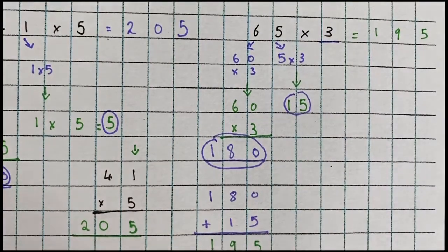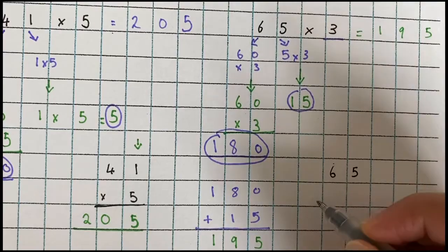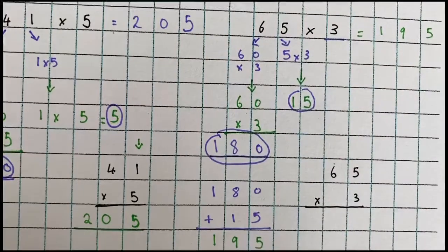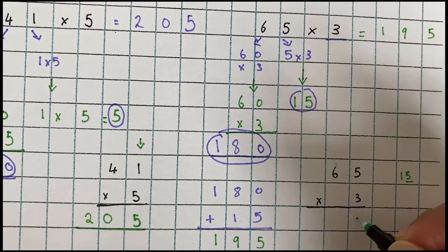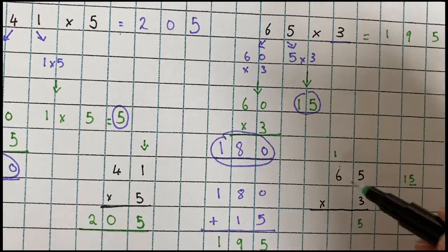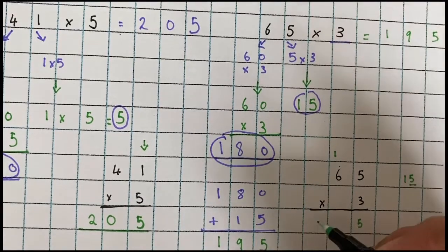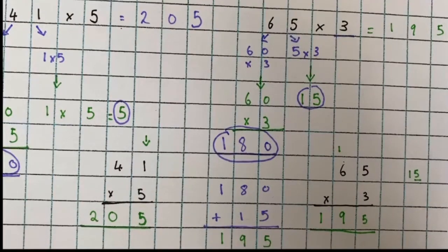Now let's try doing it using the written method right from the beginning. So we have 65 times 3. Okay, so let's start with the 1's digit from 65. So 5 times 3 equals 15. I regroup that 10's digit into the 10's column. 6 times 3 is 18, and then don't forget to add that 1, which makes 195, so you get the same answer.